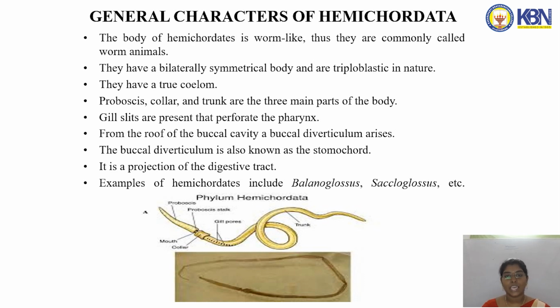From the roof of the buccal cavity, a buccal diverticulum arises. The buccal diverticulum is also known as the stomochord. It is a projection of the digestive tract. Examples of Hemichordata include Balanoglossus, Saccoglossus, etc. Here we can observe the phylum Hemichordata structure. Here the proboscis, here mouth and coelom is present, and here these lined dot-like structures are called gill pores. The middle part is called the trunk.